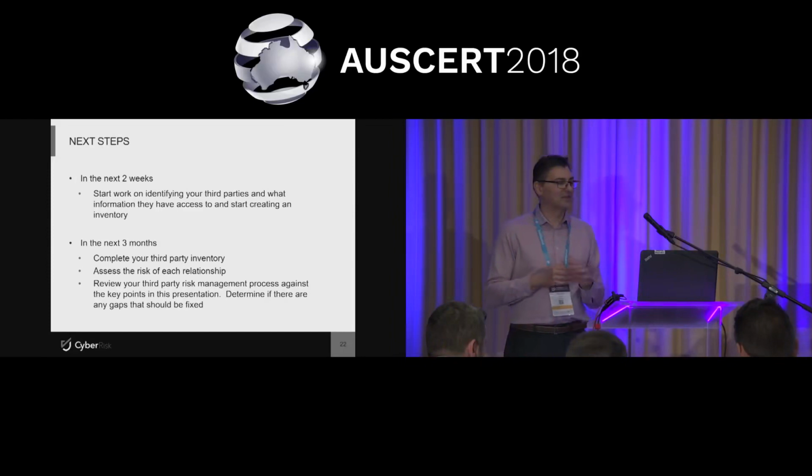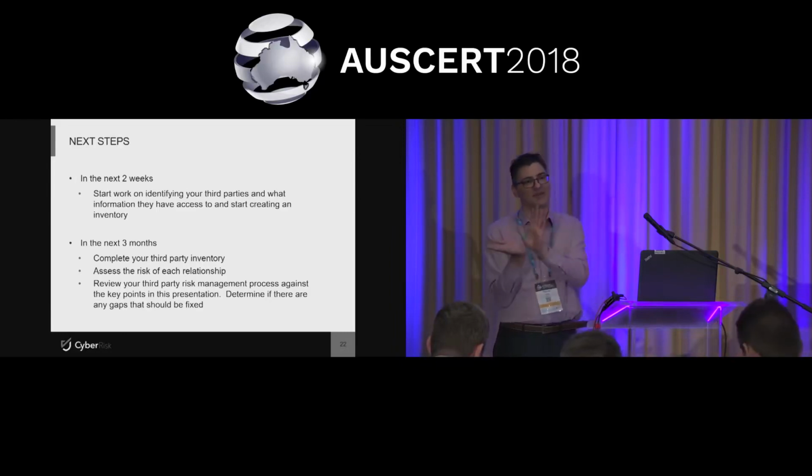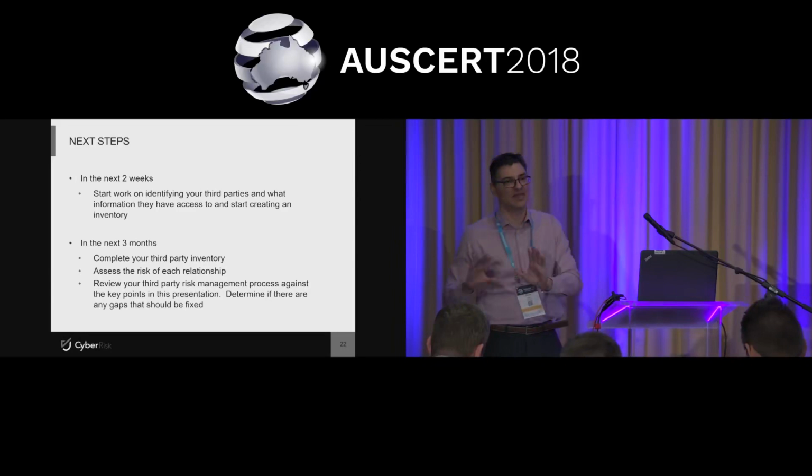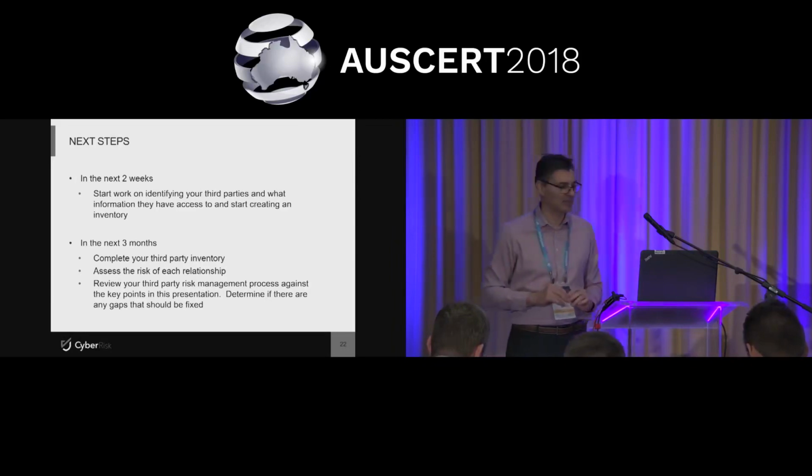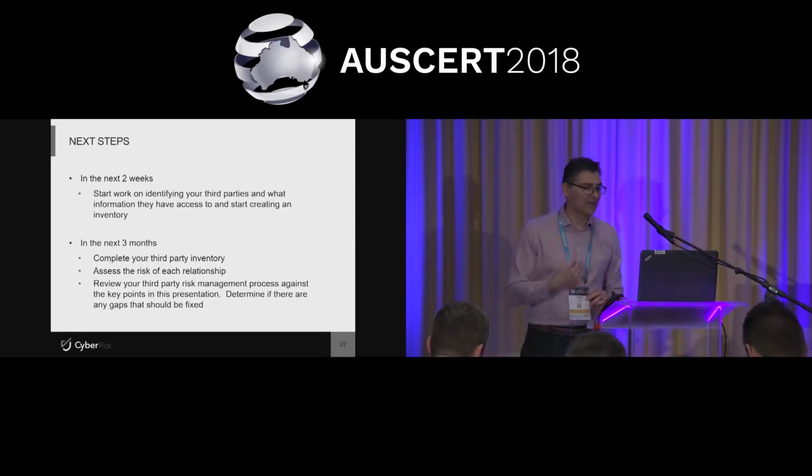In about 3 months, you should have completed your third-party inventory. Have a go at assessing the risk of each relationship. So have a look at that axis in terms of the value of the information versus the value of the activity that they're performing. Review your third-party risk management process against the key points in this presentation.